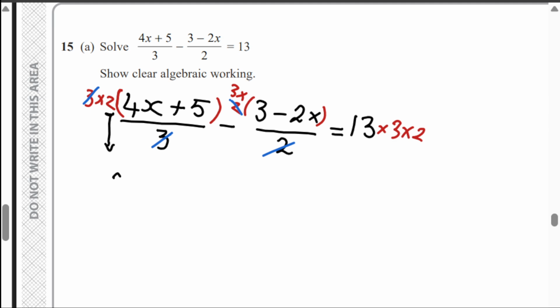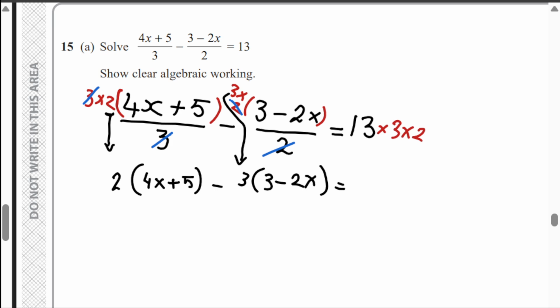Let's bring it down. Brackets 4x plus 5, minus the 2 is gone, so we just have 3, and then 3 minus 2x equals 13 times 3 is 39 times 2 is 78. This is calculator allowed. It's alright, you can use your calculator.